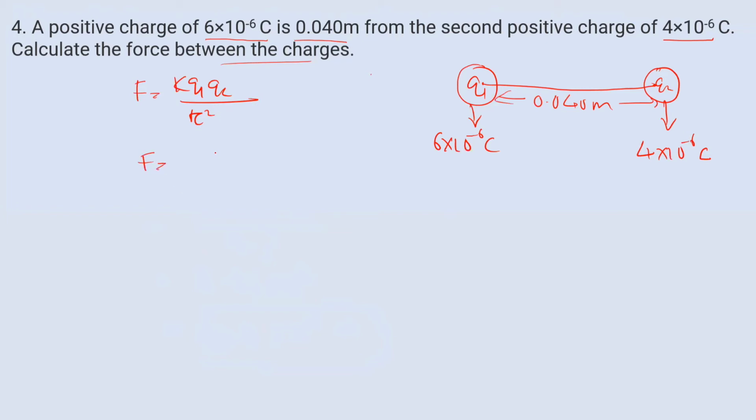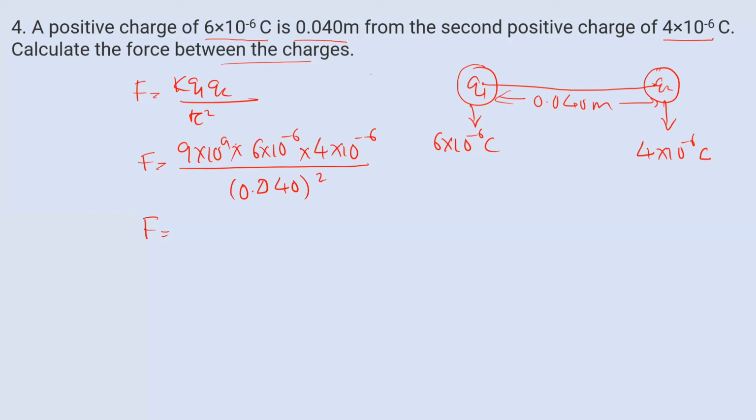So here when you write F is equal to, the value of K is 9 into 10 to the power 9. Q1 is 6 into 10 to the power minus 6, and Q2 is 4 into 10 to the power minus 6, divided by R square, that is 0.040 square. All right, this is what you have. So F equals, when you calculate the numerator, this will give you minus 12.